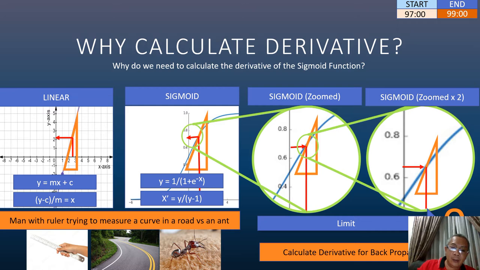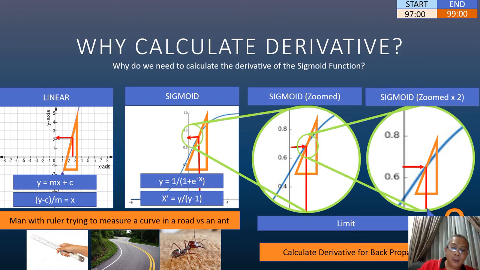Okay, so we are like a human being. We carry a ruler, we go to the road, and we try to measure at that point of the curve in the road, what formula we should use to derive the rate of change that is happening at that particular point.